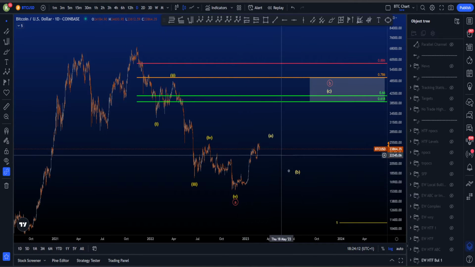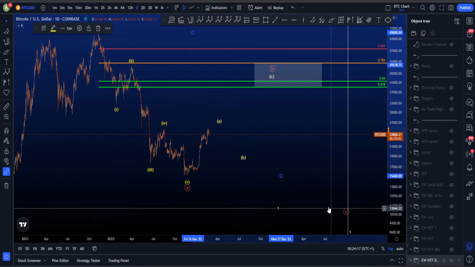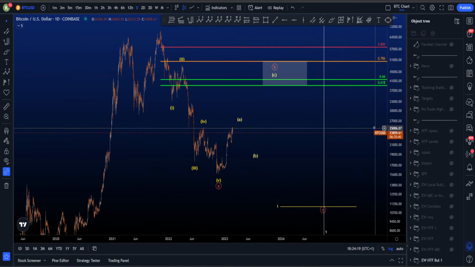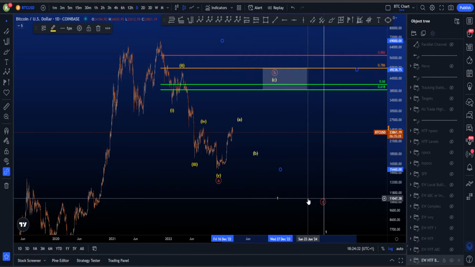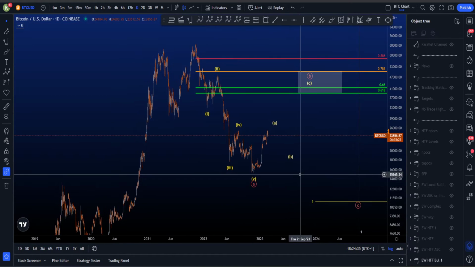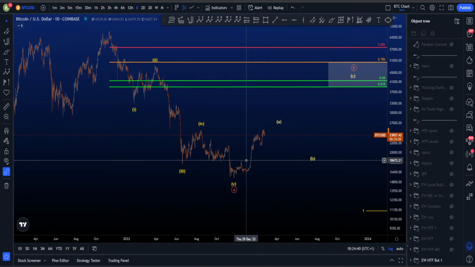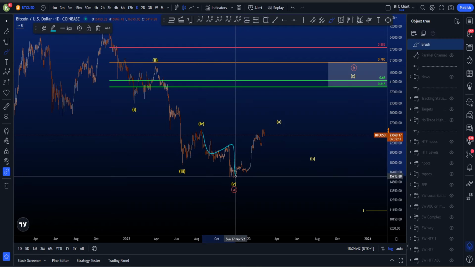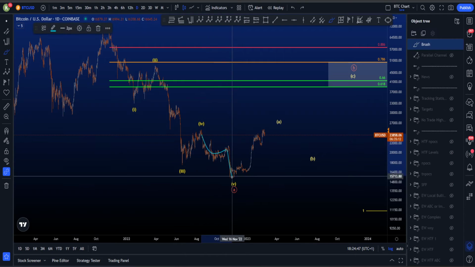So ABC to the upside, and then another move to the downside. And I estimated the 1-to-1 over here. Of course, we don't know how high this wave B is going to be. I just put it just below the 0.786 for now, taking these highs of wave 2, before then a move to the downside, which would see us go to about 11K. So this is another scenario that I have in mind, but in my opinion, it just feels more unlikely. And the reason for this being more unlikely is because of this weird structure of a wave 5, which very much looks like a 3-wave structure.